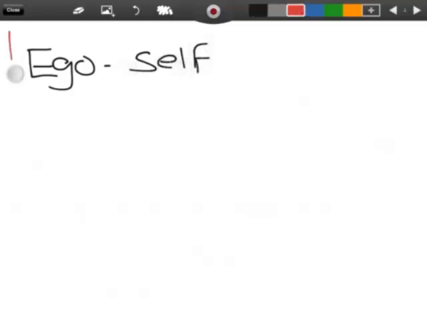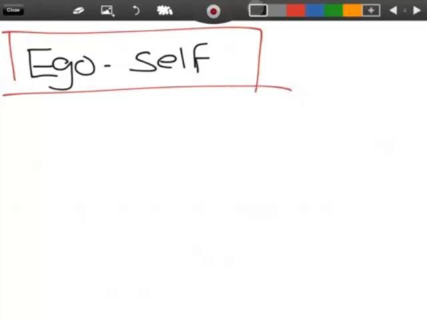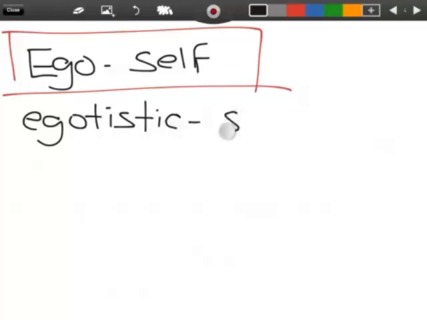Moving on to our next root is ego. And ego means self. This is a commonly used root, so I'm going to go ahead and put that in a box there. And I'm going to give you two examples. One of them is egotistic, meaning self-centered.